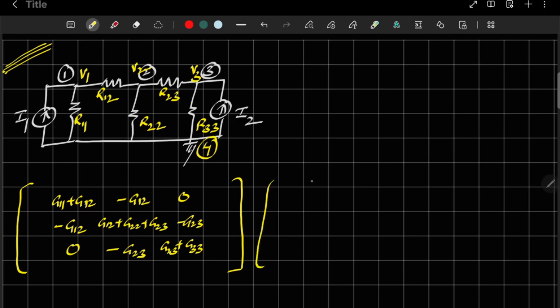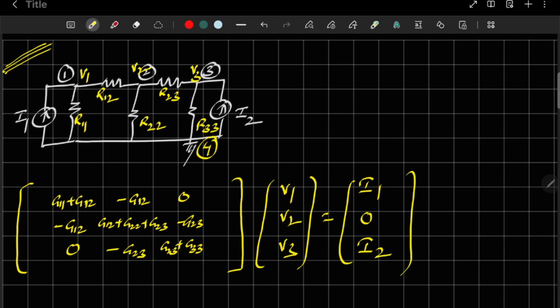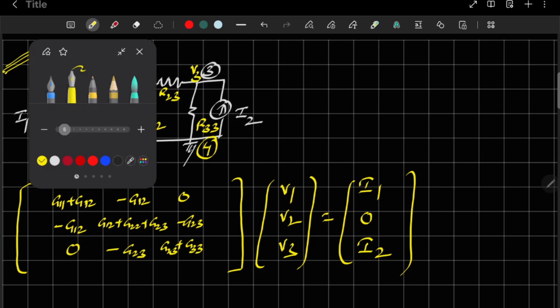That means here we can write v1, v2, v3, and it is equal to, two sources are there here, i1, 0, and i2. This is what we know. So we can write this particular matrix relation directly by observing the given circuit, which contains independent current sources and resistances only. For that only we are discussing all these points. Now if I make any change in the circuit, how this matrix relation will be affected, that is what we have to see. It will be very interesting. See carefully.